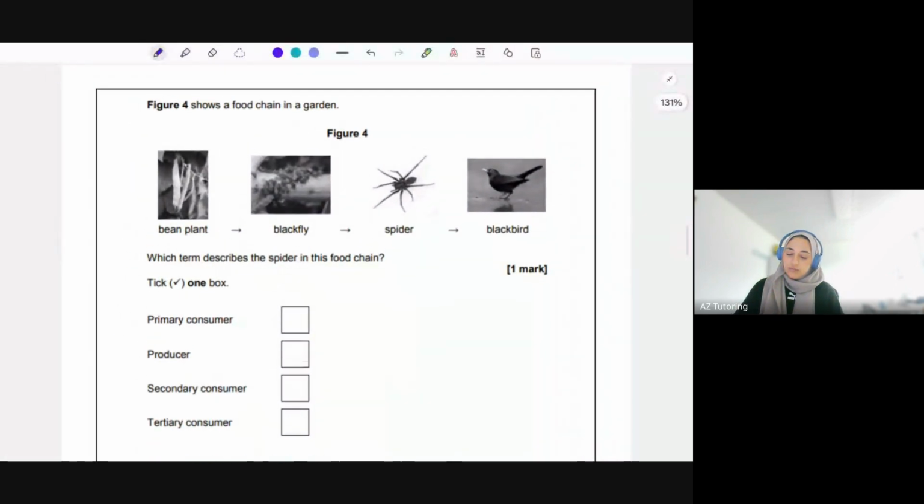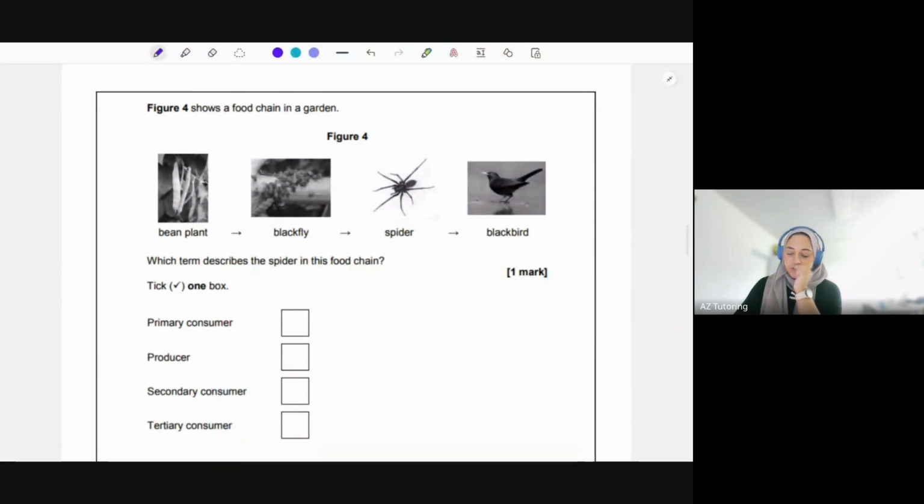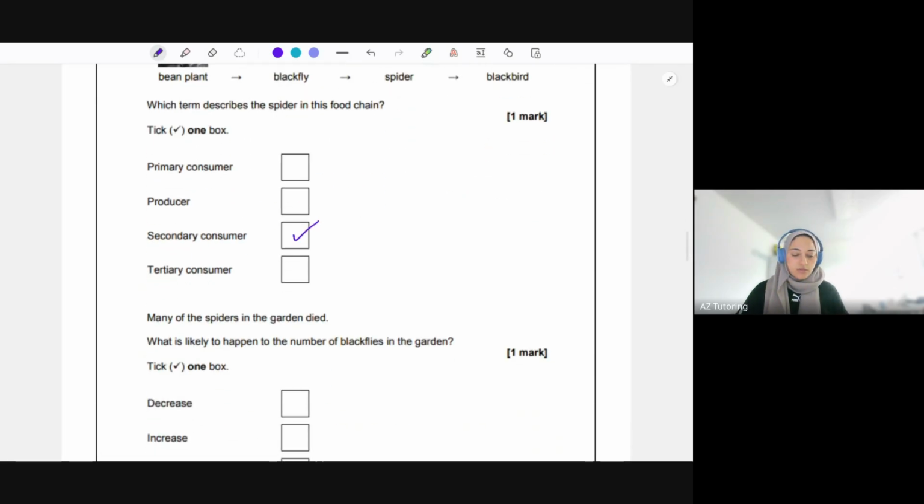Okay, so a food chain. Remember with the food chain, we've always got the producer at the beginning. We've then got our consumers after them. So it says here which term describes a spider in this food chain. So it's not the producer, it's not the primary consumer because a black fly is a primary consumer. So it's the secondary consumer because it's the second one after. Okay, it's pretty straightforward.